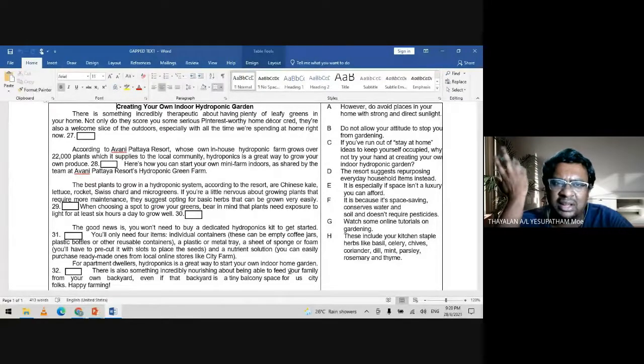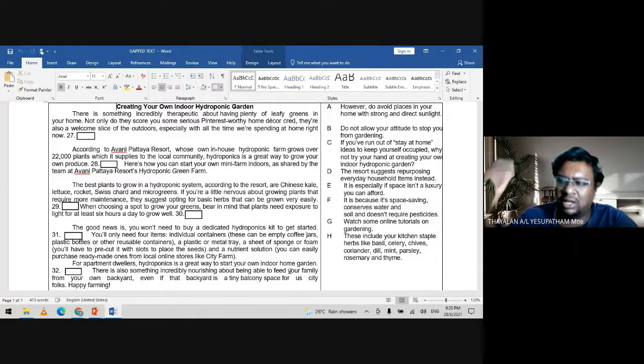Does the first paragraph talk anything about the resort at all? No, sir. Okay, please respond. We need to constructively discuss this. It is especially if space isn't a luxury you can afford. Is it talking anything about that yet? No, sir. It is because it's space saving, conserves water and soil, and doesn't require pesticides.